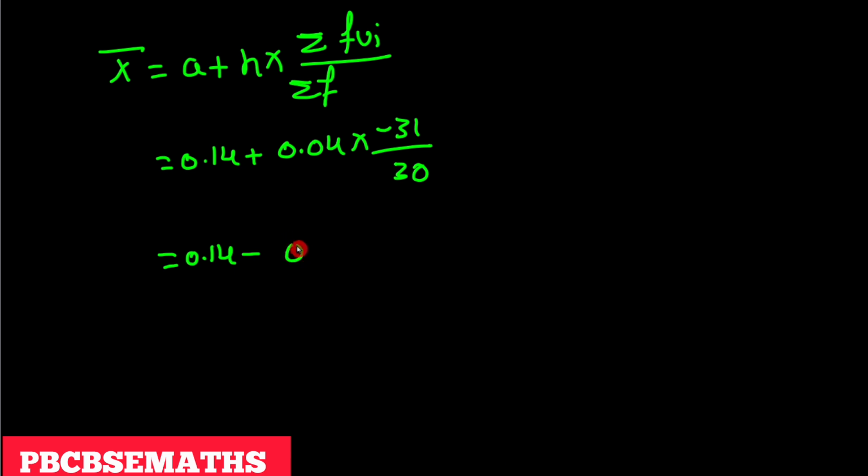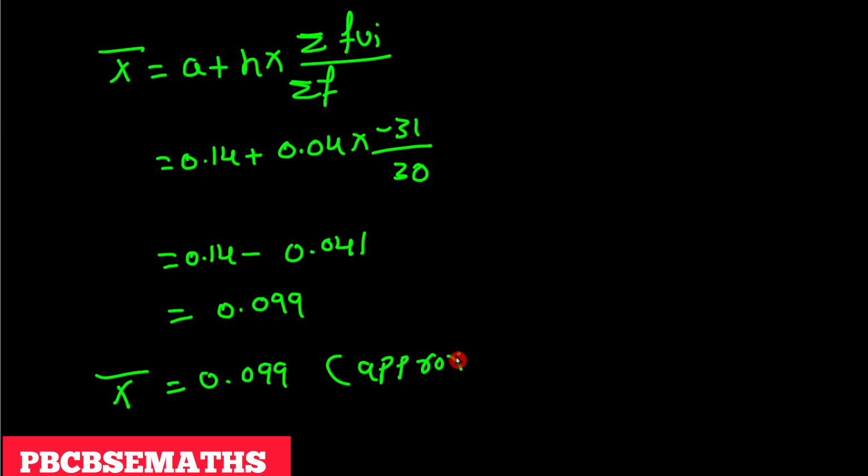minus 0.041. By subtracting this 0.041 from 0.14, we are going to get 0.099. Therefore, the value of x bar is approximately 0.099. That is the solution. I hope you all got this solution. Thank you for watching the video.